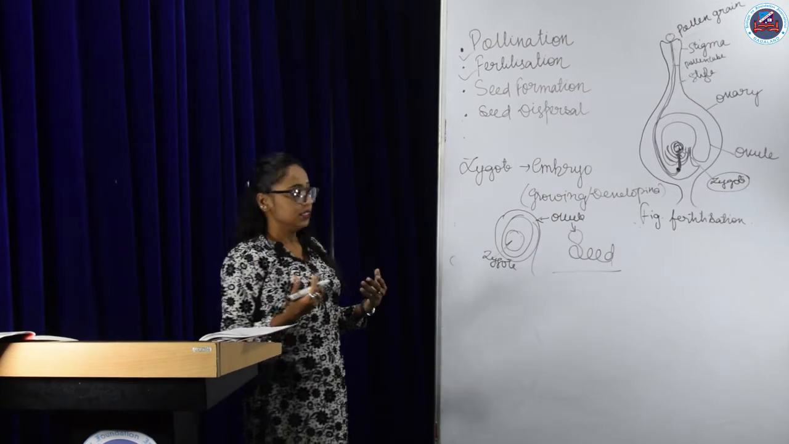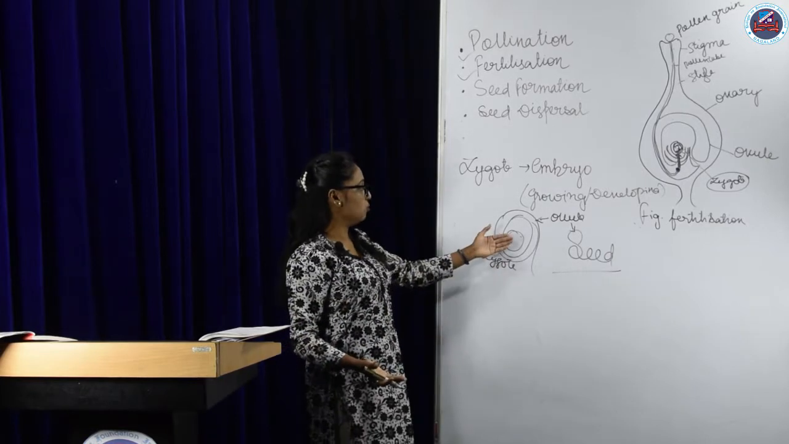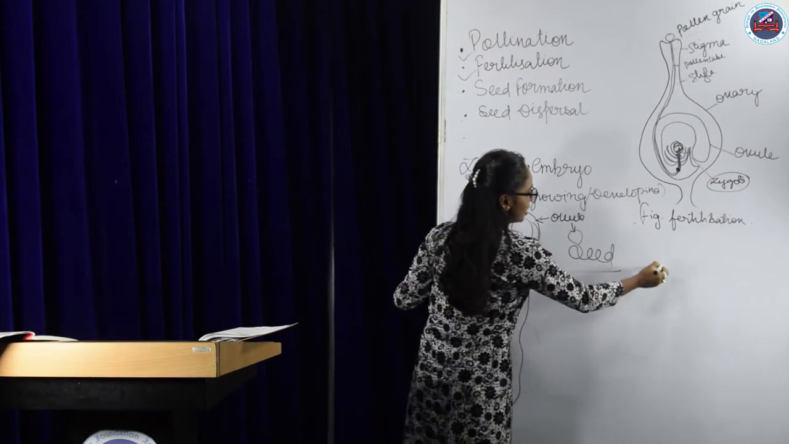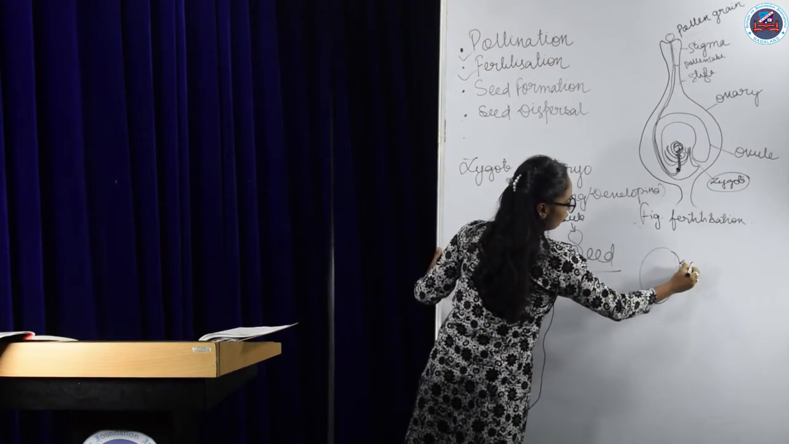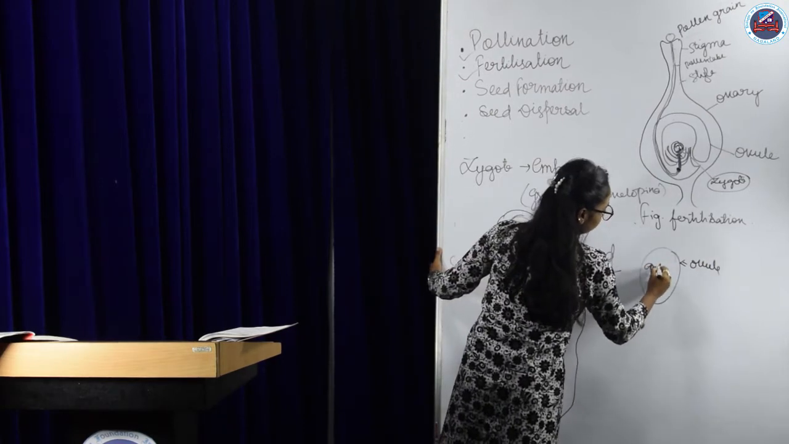Okay? Now what happened after fertilization? A new plant is formed, the zygote is formed, or the embryo is formed. The embryo is inside the ovule. This is the ovule which becomes the seed. Inside the ovule is the embryo.